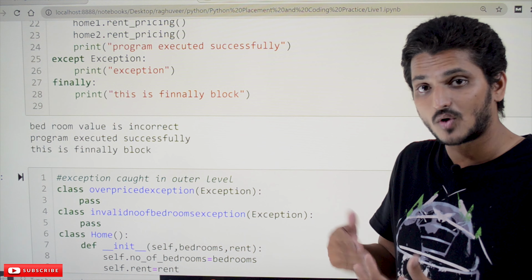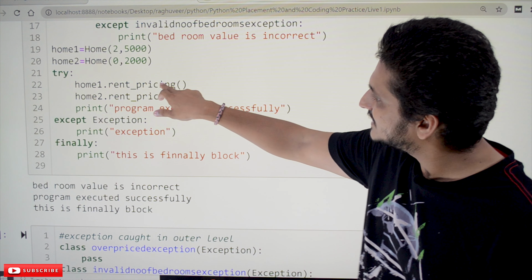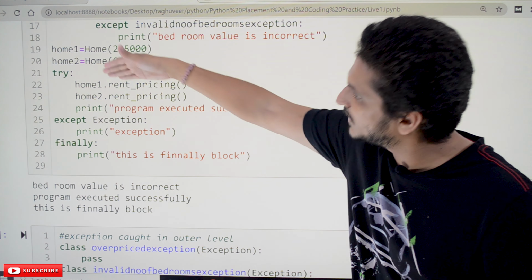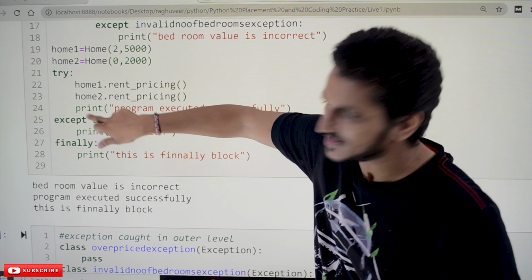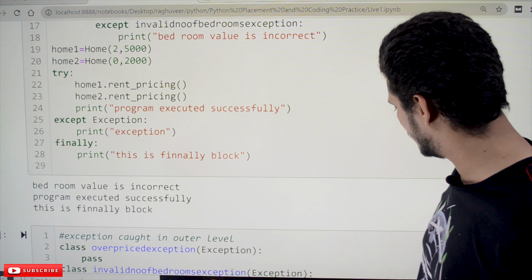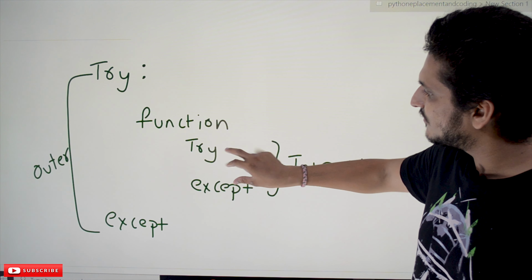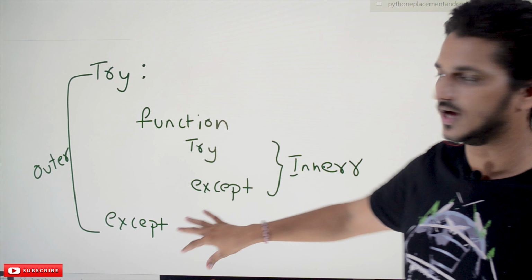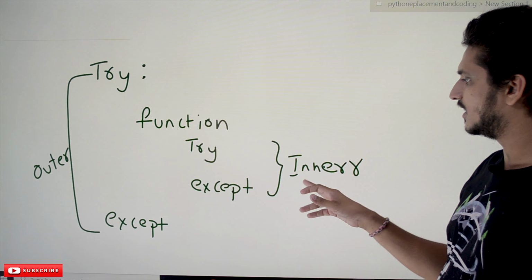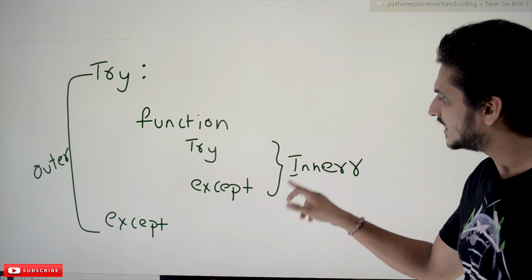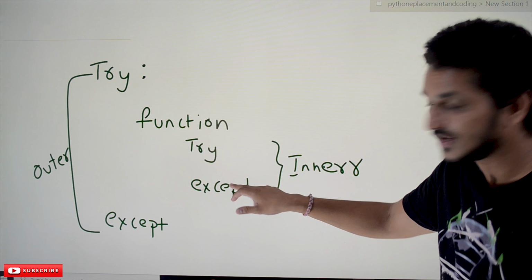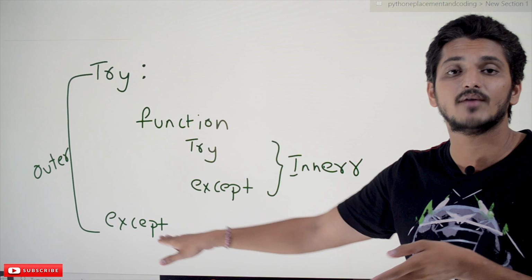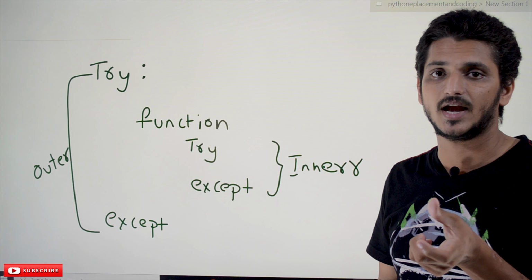We have to understand what happens if the method itself has an exception block and this method is placed in a try block, meaning here we are having an exception. So what happens here? Let's try to understand. The function itself has a try and except block. This function is placed in this try and except block. For understanding purposes we have written it like this. This is the inner exception. If the exception is not caught here, it will check in the outer level. That is the point we have to understand.